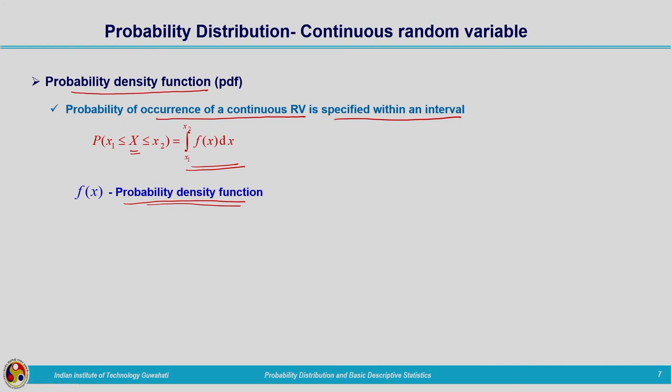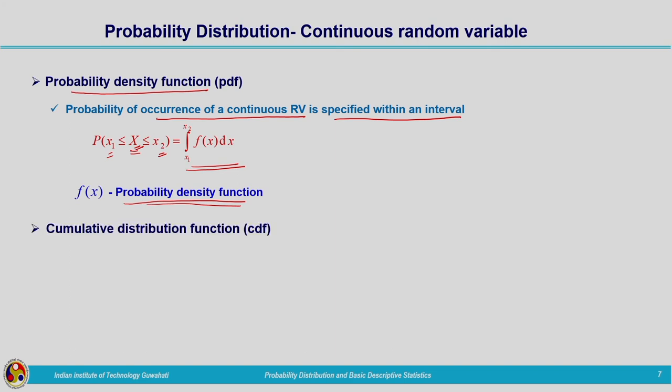Looking at the left hand side, we have the random variable capital X. It takes a value within a range, or an interval, x1 to x2. It is not represented by a discrete value. It is represented by a range between x1 and x2. That value can be calculated by finding the integral of the probability density function within that range, x1 and x2, that is the integral from x1 to x2 of f(x) dx. f(x) is nothing but the probability density function.